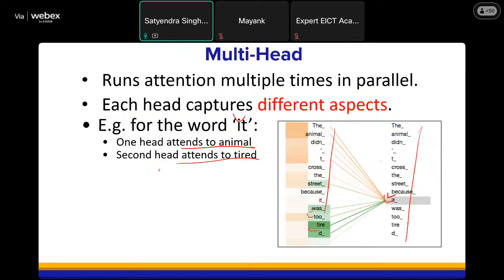In one aspect, it is relevant to animal. However, in another notion of relevancy, it is relevant to tired. So one head is trying to capture this type of relevancy, and another head is trying to capture that type of relevancy. And all the attention heads are calculated in parallel.